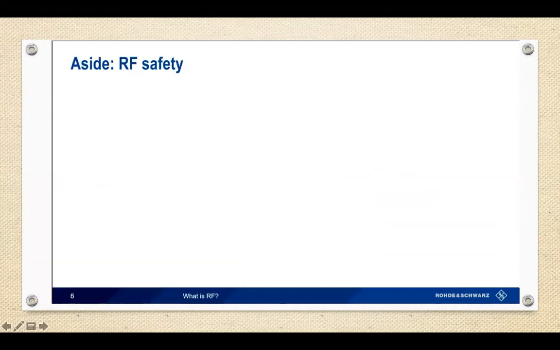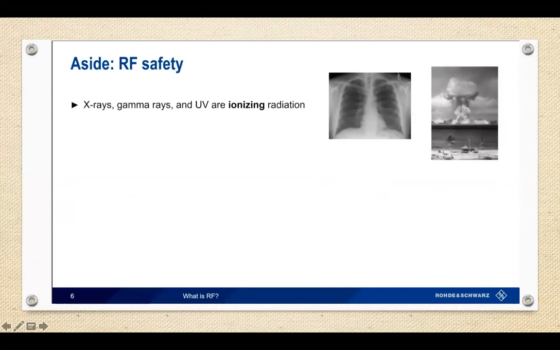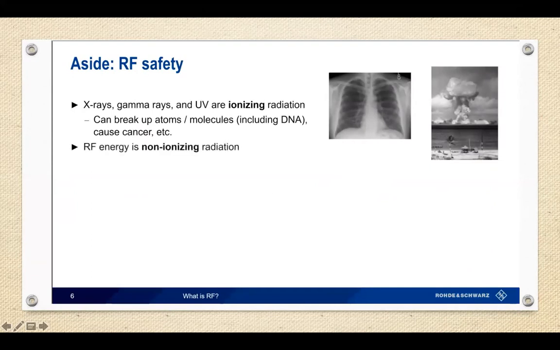At this point, it might be worth pausing to talk about RF safety. Some kinds of radiated energy, such as X-rays, gamma rays, and UV or ultraviolet rays, are so-called ionizing radiation. Ionizing means that this energy can break apart atoms or molecules, including DNA, and can be a direct cause of certain forms of cancer and other health issues. RF, on the other hand, is non-ionizing radiation. This means that RF doesn't break apart atoms or molecules.